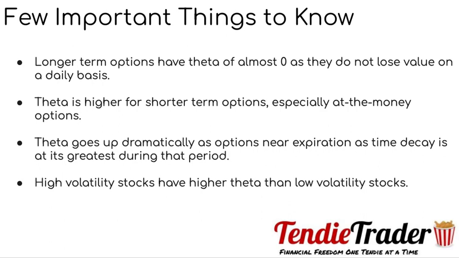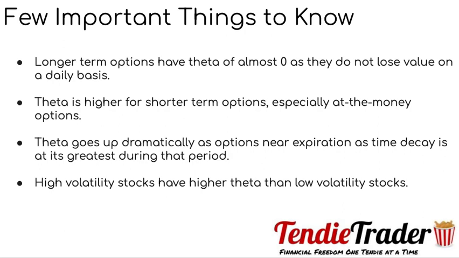Theta is higher for short-term options, especially at the money options, and theta goes up dramatically as options near expiration. So that's really, really key, guys. If you guys are looking to do weekly options or monthly options, theta is going to eat a significant portion of that. Do not forget that you are going to lose value every single minute, every single hour, every single day that you're holding close to expiration. And last but not least, high volatility stocks have higher theta than low volatility stocks.